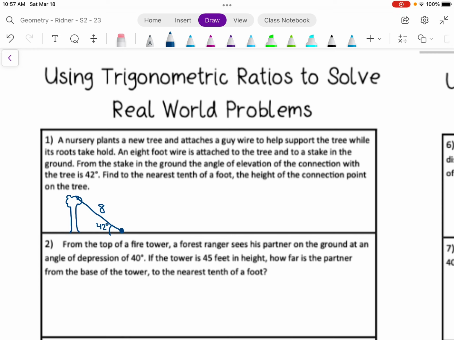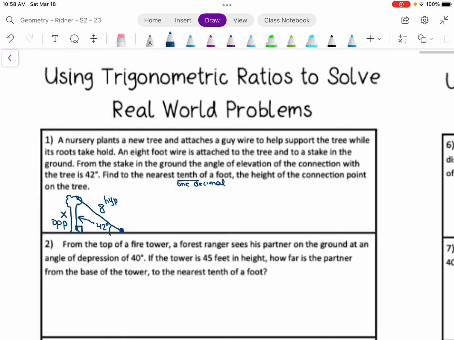Find to the nearest 1/10 of a foot, that's 1 decimal place, the height of the connection point. So we think about this right triangle. There's my right angle. Okay. I know the hypotenuse. And I want to know how tall the tree is. Well, how tall the tree is across from the angle. So that means it is the opposite. So I have opposite over hypotenuse.